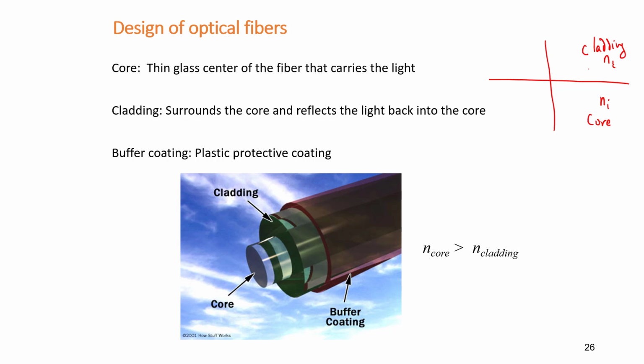Let's call that Nt. So only when Ni is greater than Nt, when the light goes from the denser to the less dense medium, it gets totally reflected. Okay, there are two conditions for total internal reflection. One is this condition, this should be denser than that, and the second condition is this angle should be greater than critical angle.